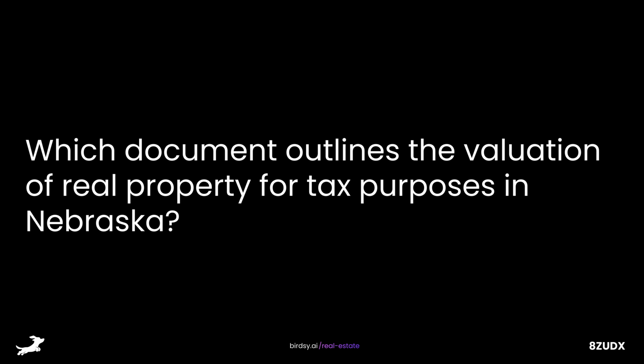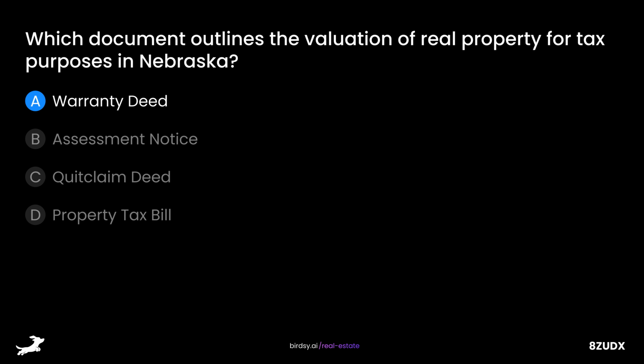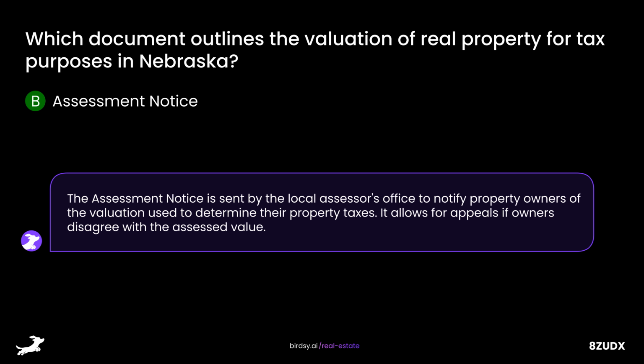Which document outlines the valuation of real property for tax purposes in Nebraska? Is it A, warranty deed, B, assessment notice, C, quitclaim deed, or D, property tax bill? The answer is B, assessment notice. The assessment notice is sent by the local assessor's office to notify property owners of the valuation used to determine their property taxes. It allows for appeals if owners disagree with the assessed value.